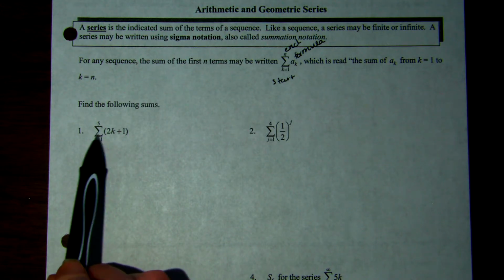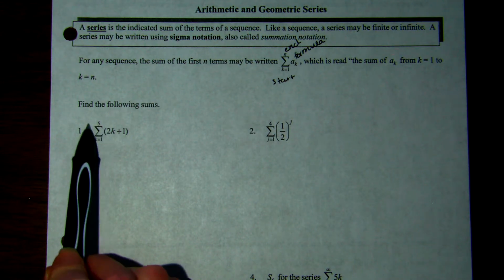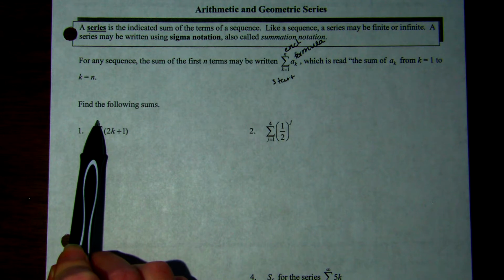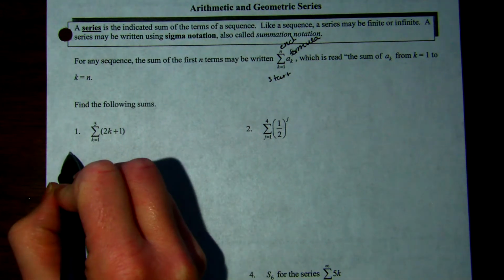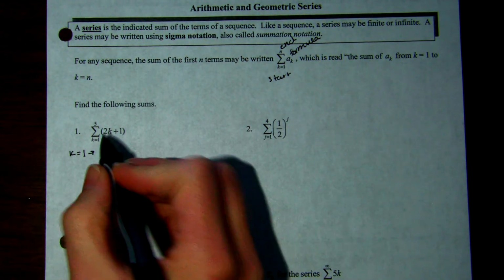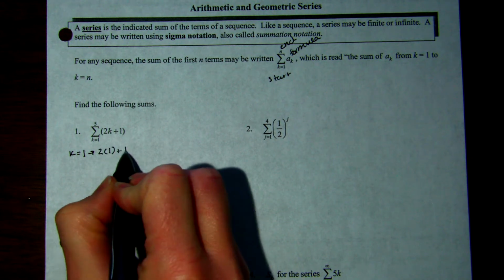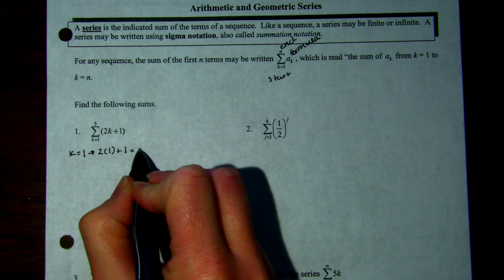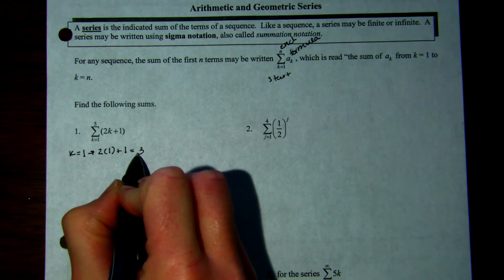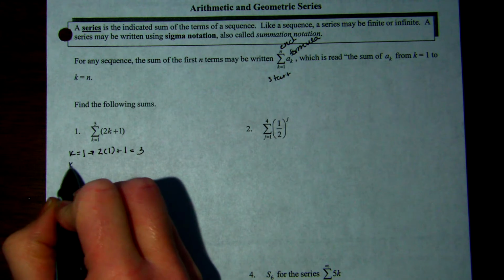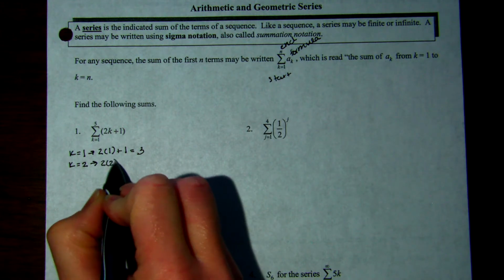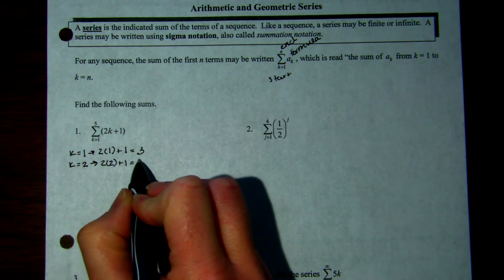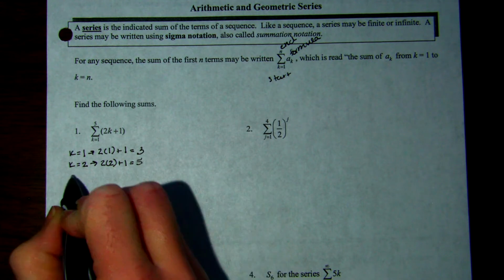And so what they want us to do is find the first term all the way to the fifth term and then add those together. So we're going to make a list of terms first. So when k equals 1, the term that I have is 2 times 1 plus 1, which is 2 plus 1, that's 3. When k equals 2, that's my second term. I have 2 times 2 plus 1, which is, what is that, guys? It's 5.